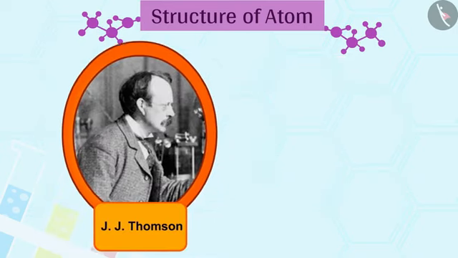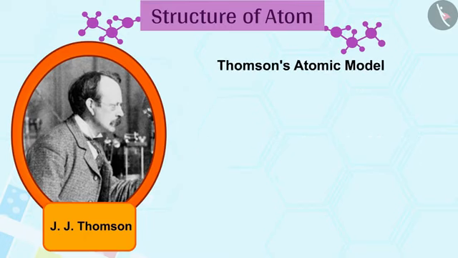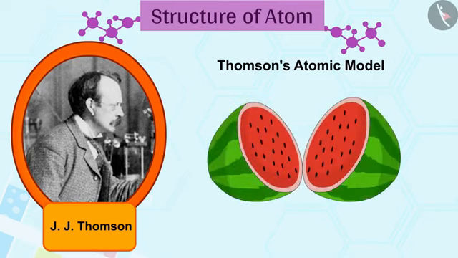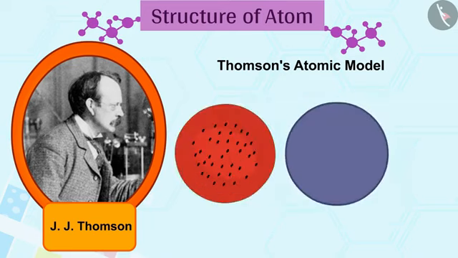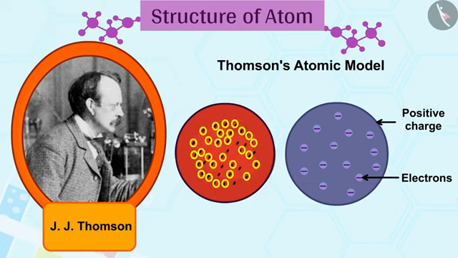Let us first study Thomson's atomic model. Thomson presented a model related to the structure of an atom that was like a watermelon. According to this, the positive charge in the atom is spread all over, like the red edible part of the watermelon, while the electrons are studded in the positively charged sphere, like the seeds in the watermelon.